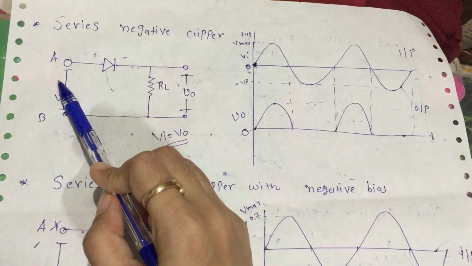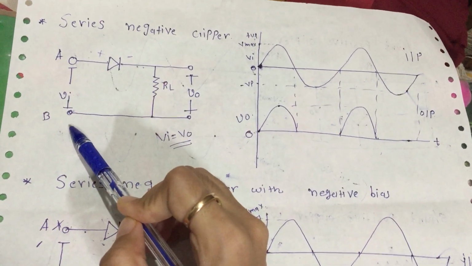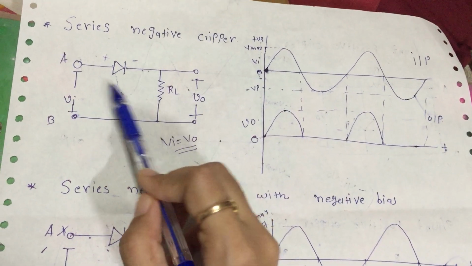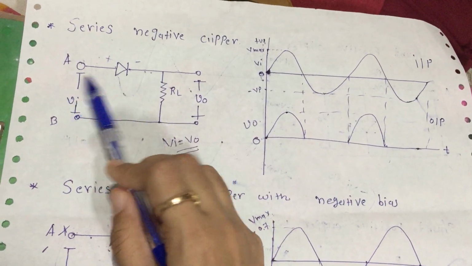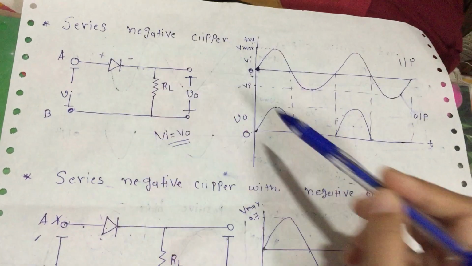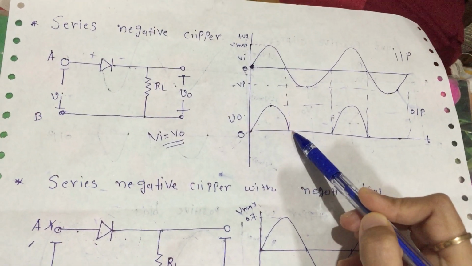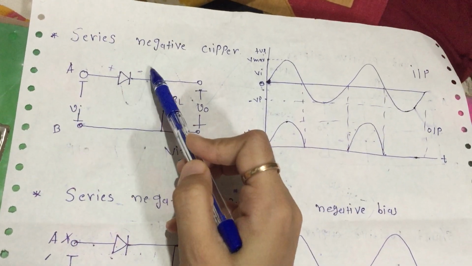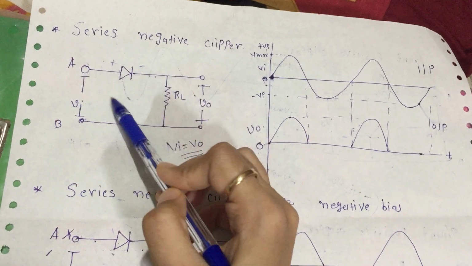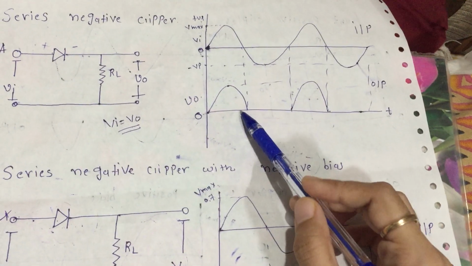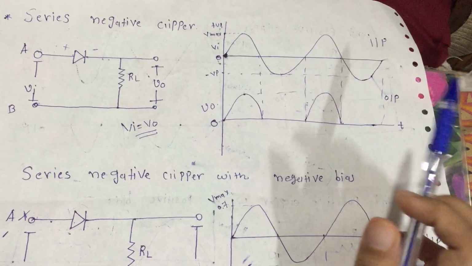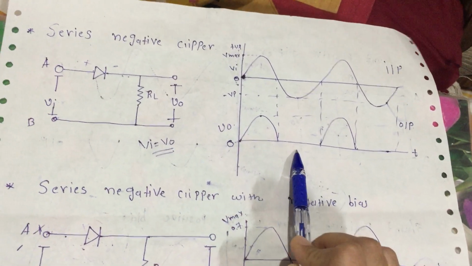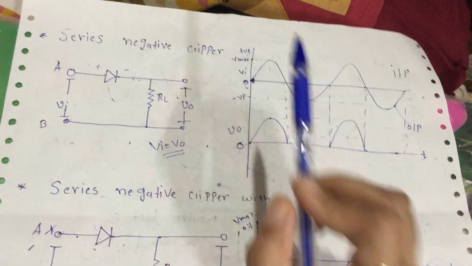When A is positive with respect to B, the diode becomes forward biased. So with the positive half cycle, the diode is forward biased, and that's why we get output. But when A is negative with respect to B, in the negative half cycle, the diode becomes reverse biased, so we are not getting any waveform. We clip the negative half cycle. That's why it's called the series negative clipper.